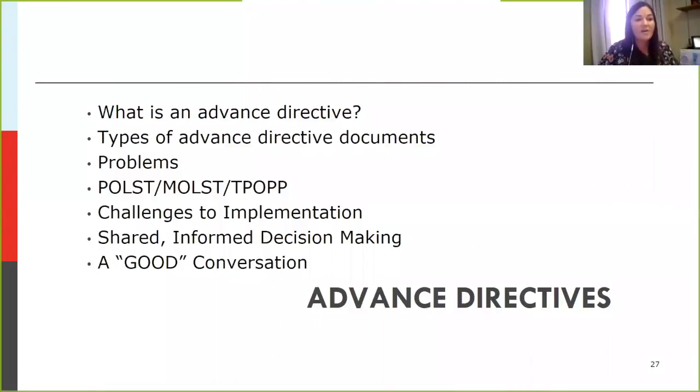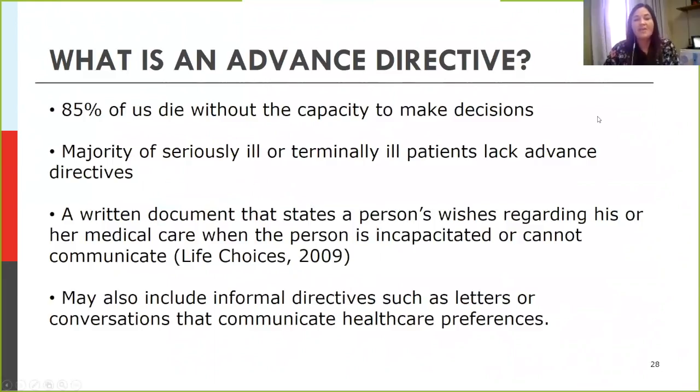Moving forward then, I want us to talk about more of the logistics about when we're talking with families, what are these documents that we should really be familiar with? And how can we really do a better job having these conversations? I think it's important to recognize that we know that most people die with chronic illness, but 85% of us die without the capacity to make decisions. I think that alone is one of those reasons why it's really important for us to think about advanced care planning and advanced directives. But the majority of seriously ill or terminally ill patients actually lack advanced directives.